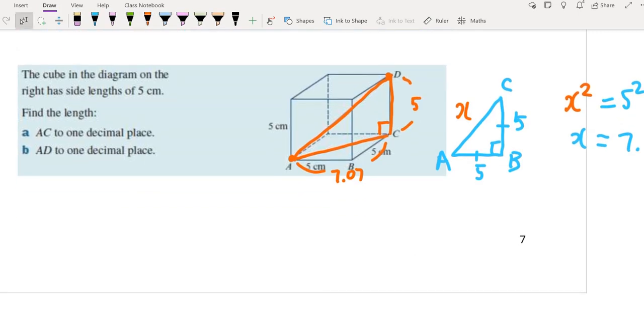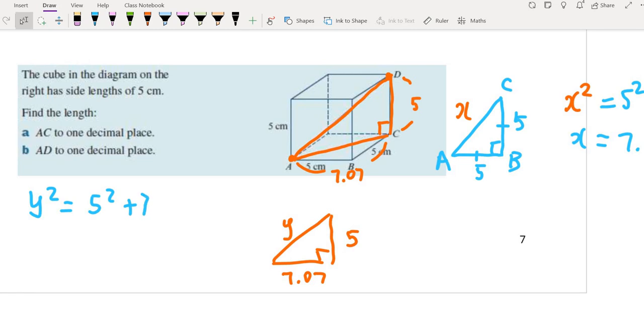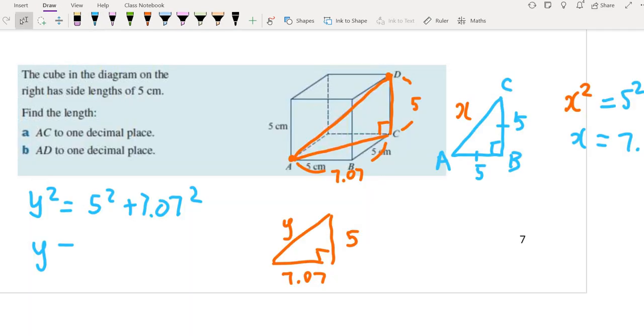So then we have another right angle triangle like that, with 7.07 and 5 here, and we're missing this bit here. Let's call it y this time. So we have y squared equaling 5 squared plus 7.07 squared. Again, use the CAS to solve for this. Putting it into the CAS, oh my god, I'm pressing everything. You should get 8.66 centimeters.